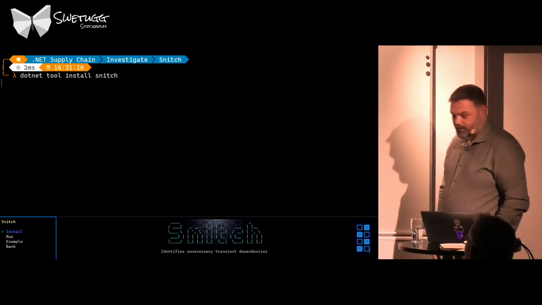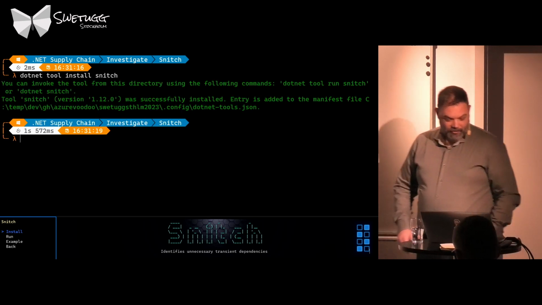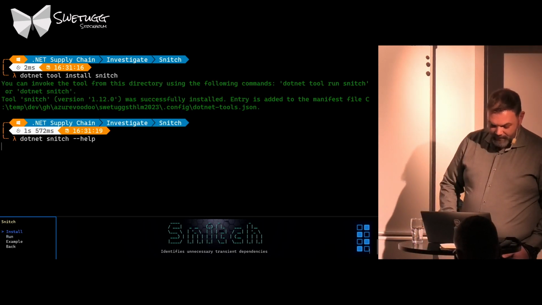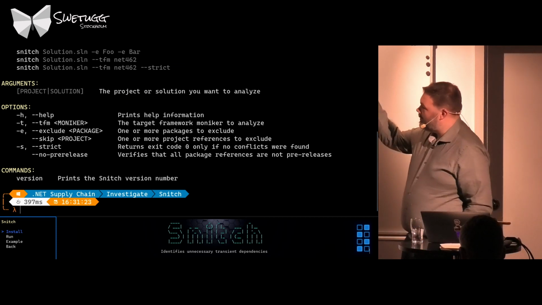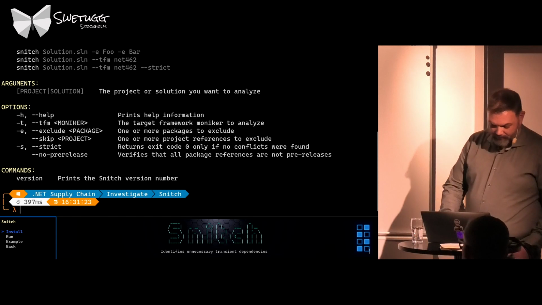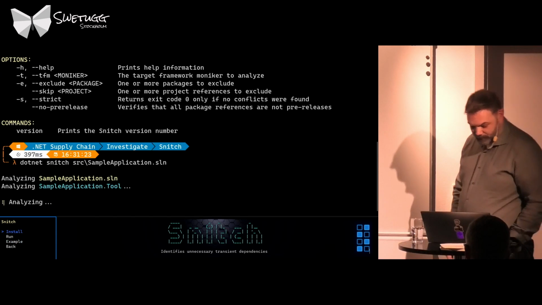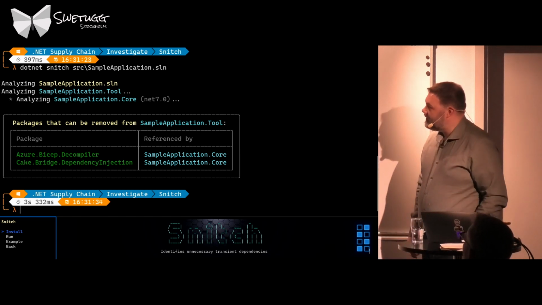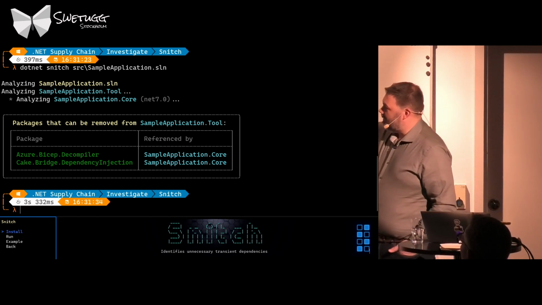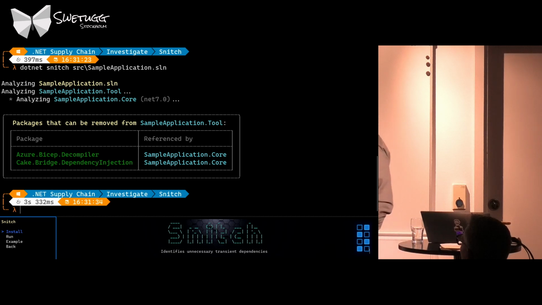So dotnet tool install Snitch. And then we see that it is installed and see the arguments. It takes a project or a solution as an argument. So let's run that. It will analyze and it will see that our console application, in this case in the solution, is referencing this project, which already has dependencies.